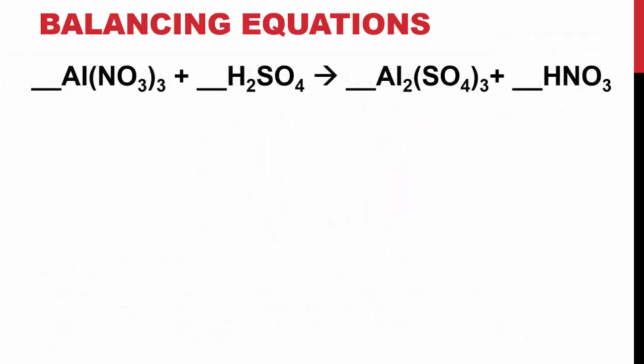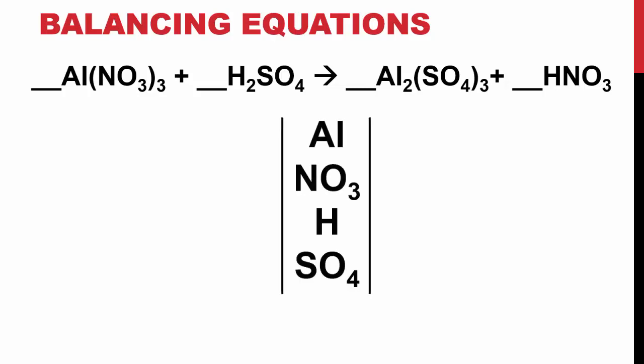Now let's try some harder balancing equations. It may look like these are very complicated, but if you pay close enough attention, you will notice that we have an aluminum, we have a hydrogen, we have a sulfate, and we have a nitrate. The reason why is NO3 appears on both sides of the equation, and SO4 appears on both sides of the equation. So the first thing we're going to do is list out what are the 4 different types of species we have in our equation. Now let's add how many of each that we have.